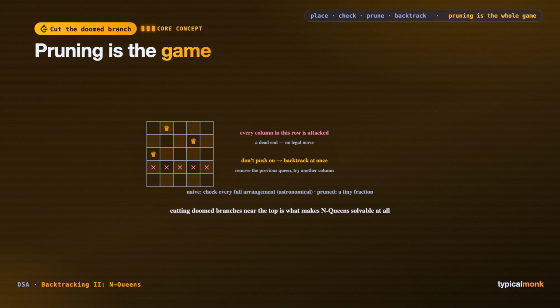Contrast this with a naive approach that places all n queens in every possible combination and only checks validity at the very end. That approach examines an astronomical number of full arrangements. Backtracking with early pruning examines a tiny fraction of that because it refuses to build on a foundation it already knows is broken. For a board of any real size, that difference is what separates a solution that finishes in a blink from one that would never finish in your lifetime. Prune early, prune often.